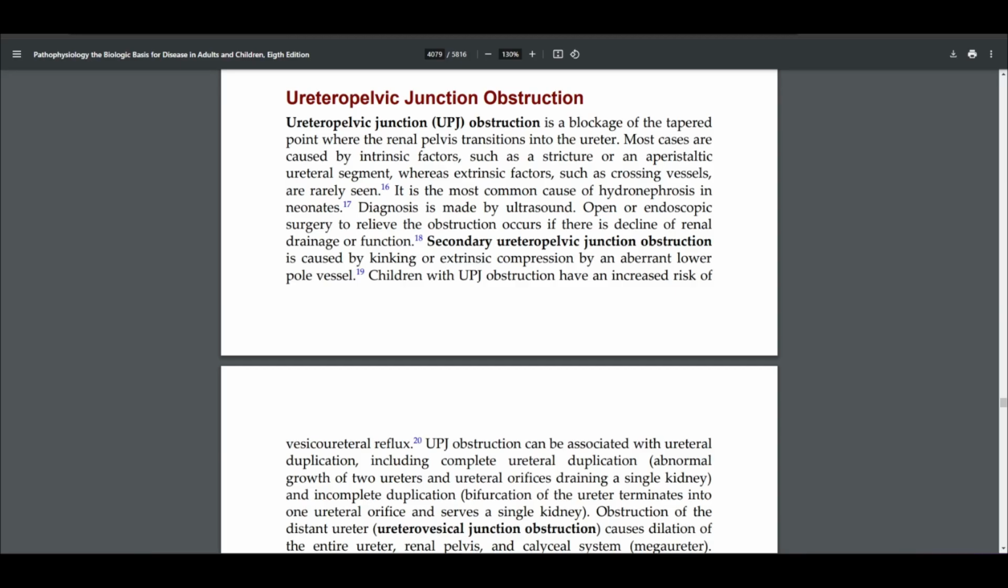Open or endoscopic surgery to relieve the obstruction occurs if there is decline of renal drainage or function. Secondary ureteropelvic junction obstruction is caused by kinking or extrinsic compression by an aberrant lower pole vessel. Children with UPJ obstruction have an increased risk of vesicoureteral reflux.